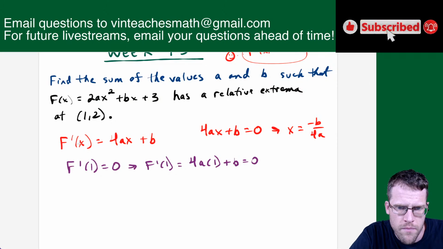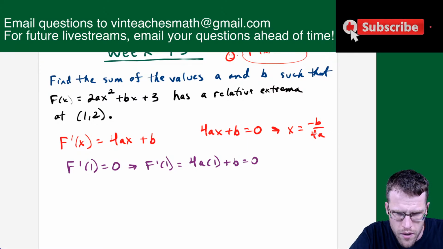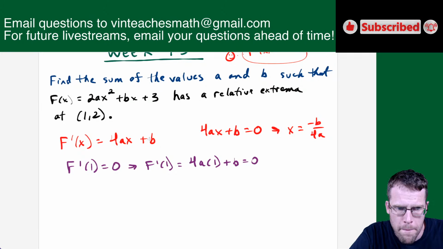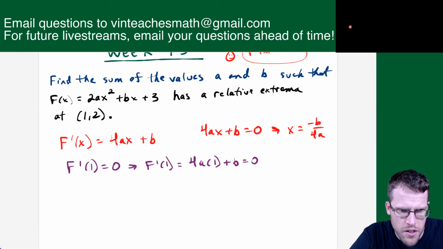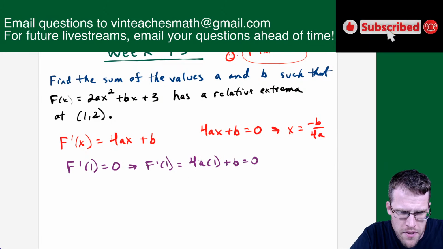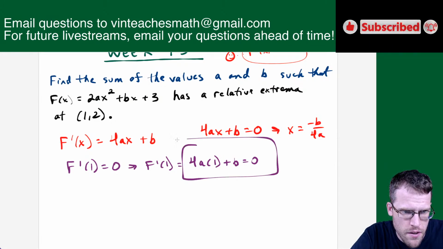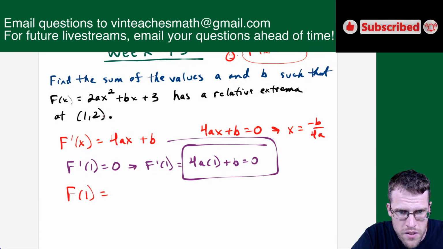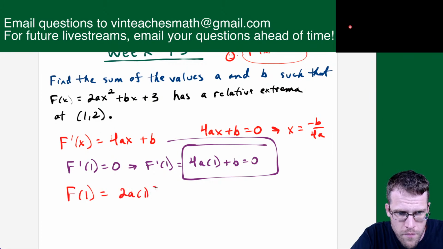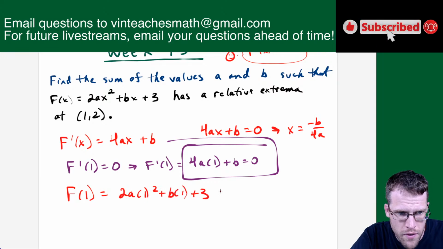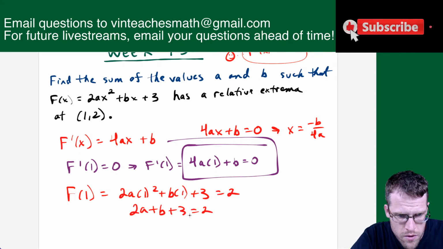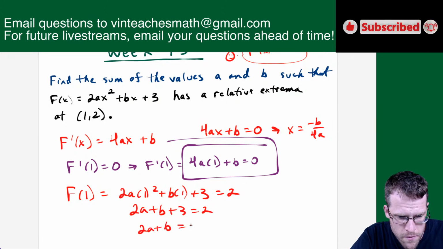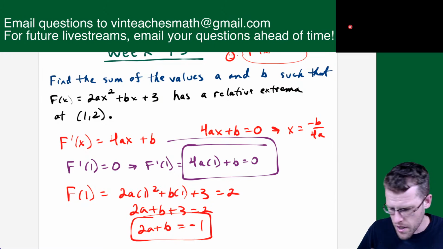Once again, f prime of x, we set it equal to 0. This is going to occur at x equals negative b over 4a. The next thing that we want, oh, I see. I actually could have just stopped at this part. I'm going to circle this. This is big, this we're going to need. But the second thing we need is the function value at 1 to equal 2. The function value at 1 comes from the original function before the derivative. That has to equal 2. So this gives us 2a plus b plus 3 is equal to 2, which tells us 2a plus b equals negative 1. So here's our second equation.